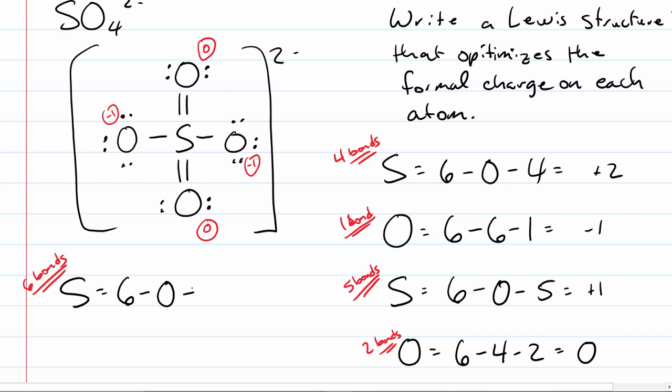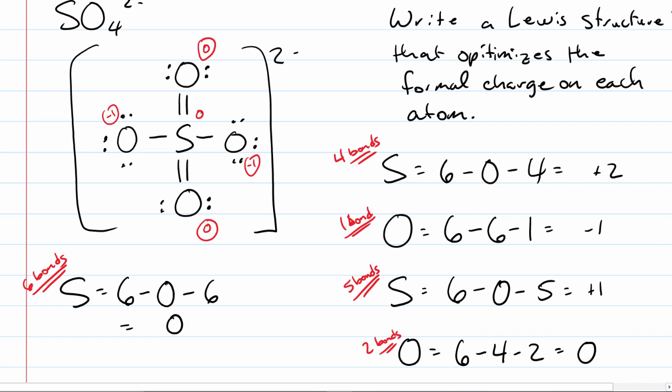And now the number of bonding electrons that this sulfur has is 12. Half of 12, of course, is going to be 6. So we have 6 minus 0 minus 6, which is going to give us 0. And so this formal charge here is 0.